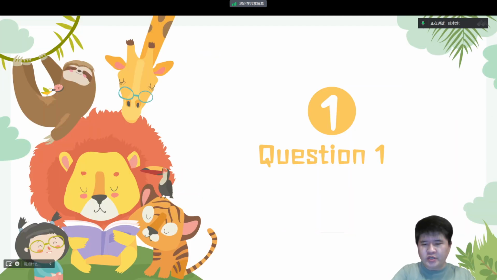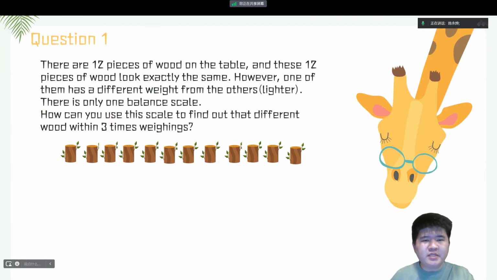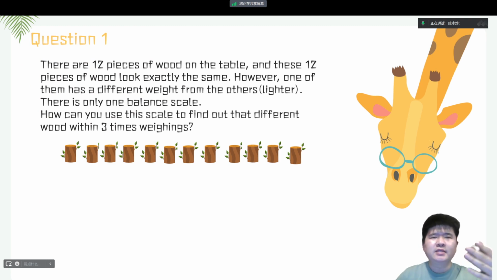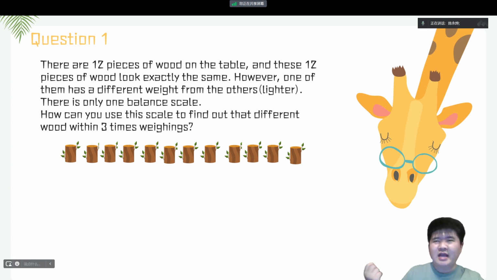For the first question, we have 12 pieces of wood on the table. These 12 pieces of wood look exactly the same, but one of them has a different weight. And we only have one balance scale to find out which one is different. It's a little bit difficult here because if we are unlucky, can you guess how many times we will need for finding out?